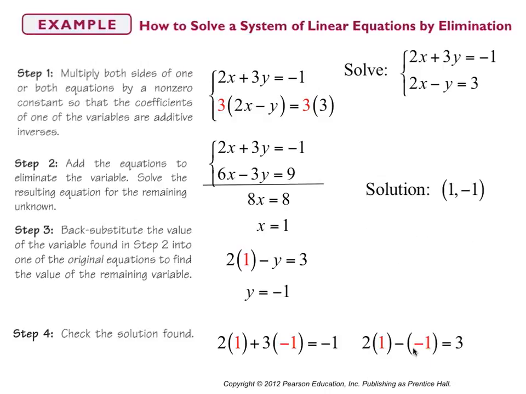So we want to write our solution as an ordered pair again, x comma y. So in our case, we have x equals 1 and y equals negative 1. So we have 1, negative 1 as our solution.